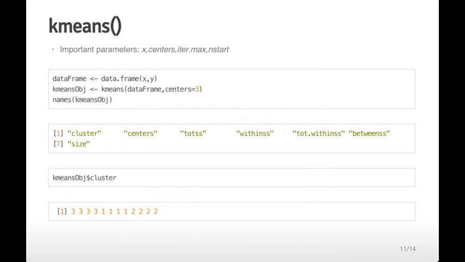In R, you can perform k-means clustering with the kmeans function. It'll take either a data frame or a matrix object.